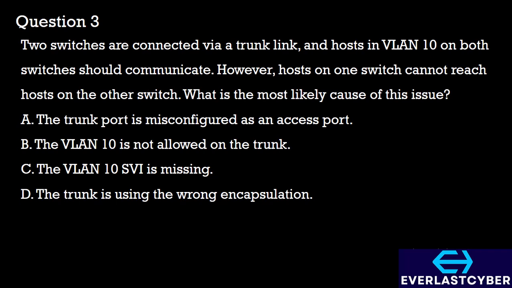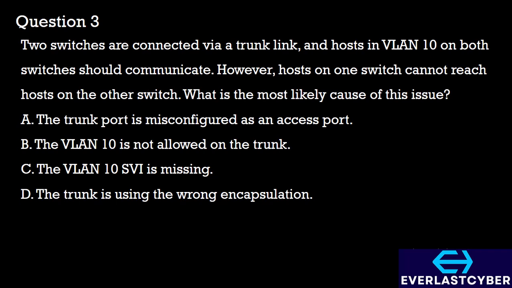Question 3. Two switches are connected via a trunk link and hosts in VLAN 10 on both switches should communicate. However, a host on one switch cannot reach a host on the other switch. What is the most likely cause of this issue? A. The trunk port is misconfigured as an access port. B. VLAN 10 is not allowed on the trunk. C. The VLAN 10 SVI is missing. D. The trunk is using the wrong encapsulation.